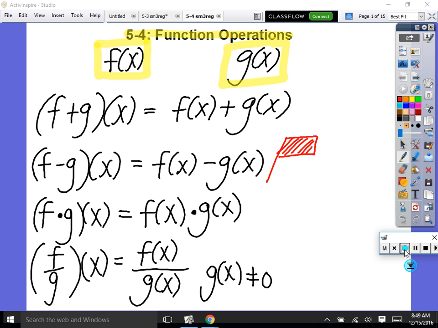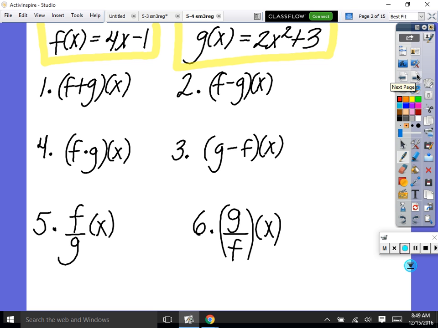Here we go. So look at the problem on your paper. This is problem number 1. Given f of x is 4x minus 1 and g of x is 2x squared plus 3, we're doing these things. It's on your worksheet. It says, what's f plus g of x? That's literally just f of x plus g of x. That's just adding the functions. So 4x minus 1 plus g of x, 2x squared plus 3. And with addition, don't we just combine like terms? That easy.